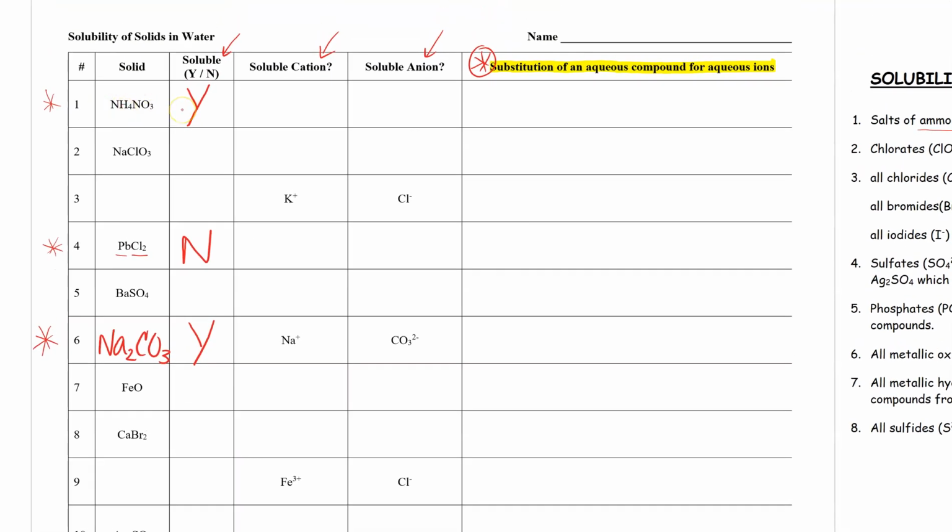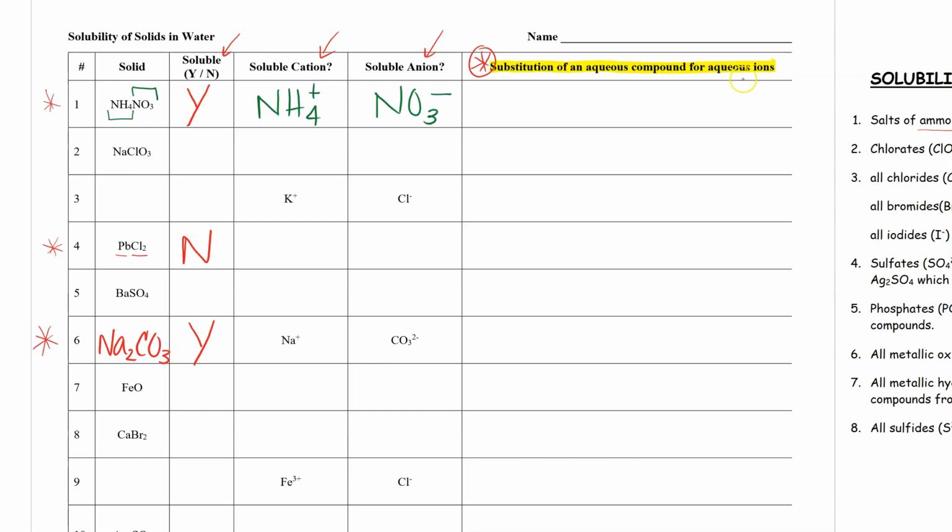Number 1 we said was soluble. Therefore, it has a soluble cation and anion. Well, the cation is always written first. There it is. It's ammonium, and it is charged. It's a cation. And then the nitrate is written second.